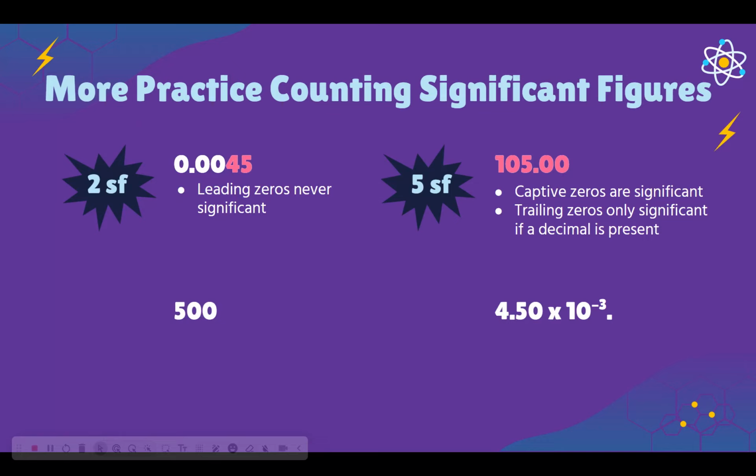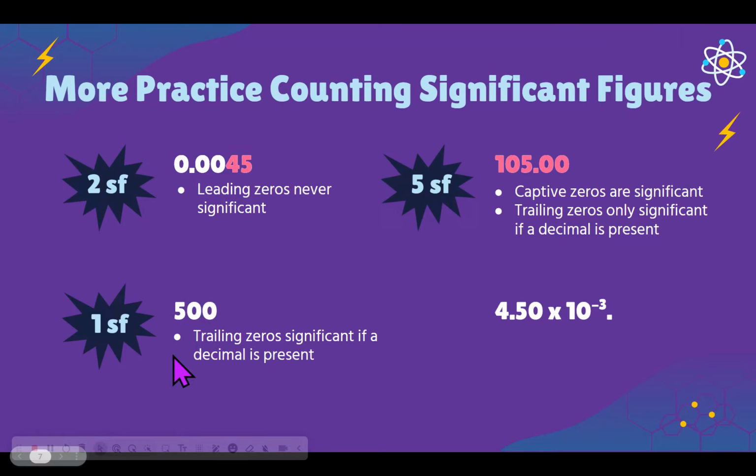What about 500? All right, here we have trailing zeros. Trailing zeros are only significant if there's a decimal present. In this case, there is no decimal. So this number only has 1 sig fig, just that 5.